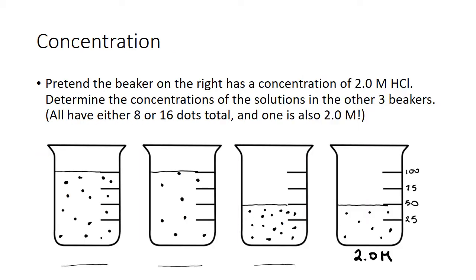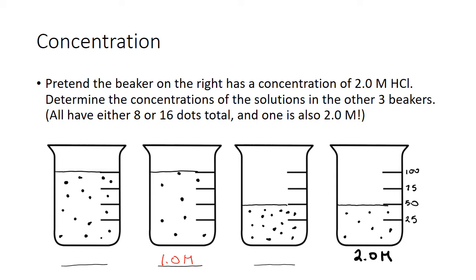If we take a look at these beakers, we're doing a little bit of particle diagram analysis. If we say that this one over here is 2 molar, we want to figure out the concentrations for the other ones. This has 8 dots. This one also has 8 dots in it, but it has twice the volume. So stop and think about what that would mean if you have the same amount of HCl, but you double the volume. Put a number on your paper. Hopefully you put a 1. 1 molar: twice the volume, half the concentration.